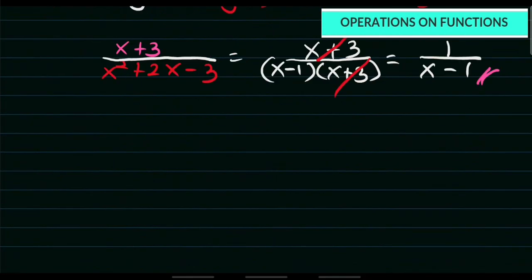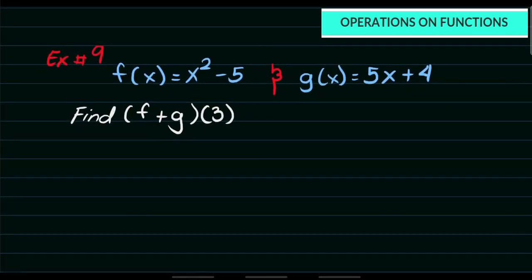Alright, so last, example number 9. So for example number 9, ito yung isa sa mga additional problem natin. What if you're asked to perform operation and evaluation at the same time? So I have here f of x equals to x squared minus 5 and g of x is equals to 5x plus 4. So let's find f plus g of 3. So, what do you mean by f plus g of 3? Meaning, ipe-perform natin yung operation f plus g and then evaluation at the same time. So, papalitan natin yung ating input or domain mamaya ng value of 3.